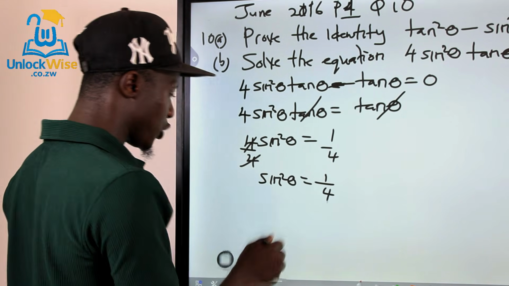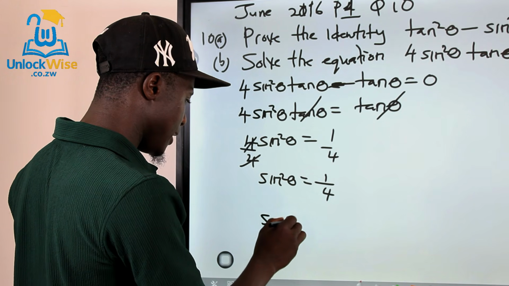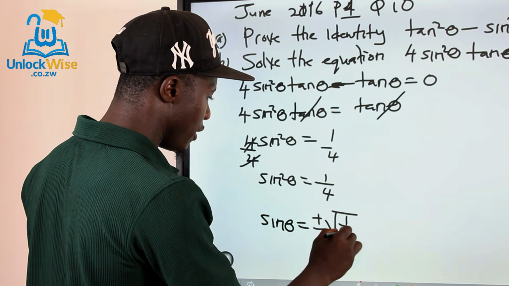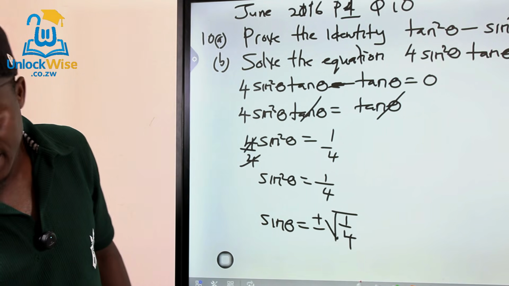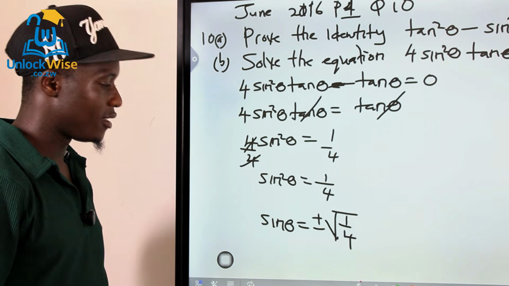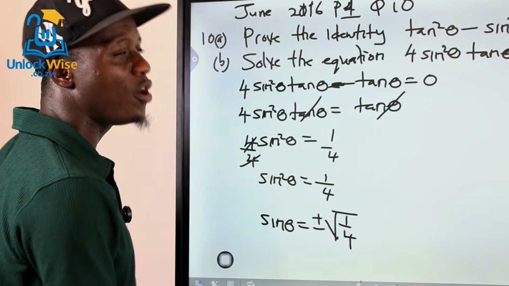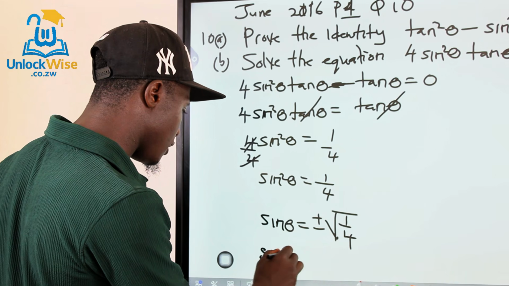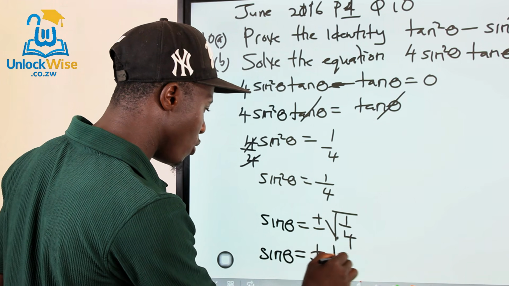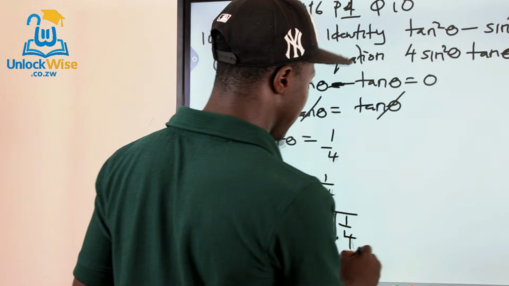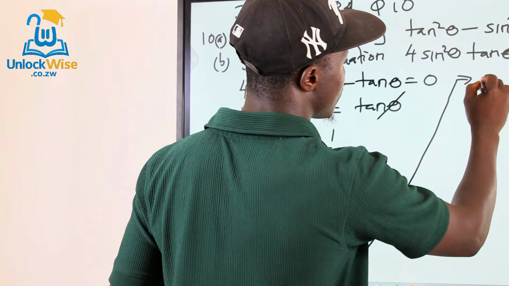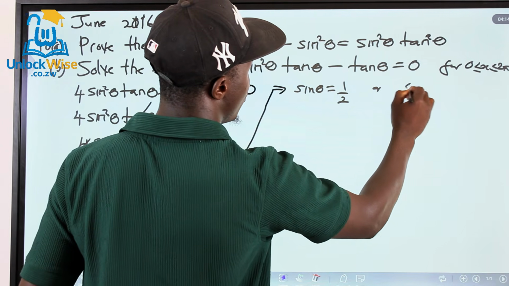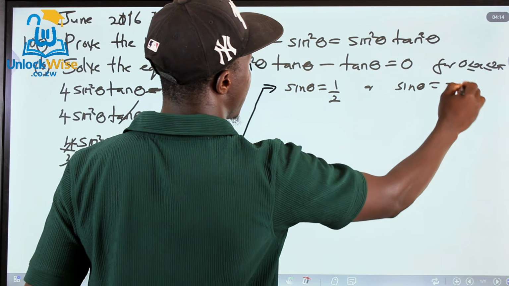Now we need to remove the square part. We're going to say sine theta is equal to plus or minus the square root of 1 over 4, since the square root of a number is either plus or minus. So sine theta is equal to plus or minus 1 over 2. So we are going to say sine theta is equal to half, or sine theta is equal to negative half.